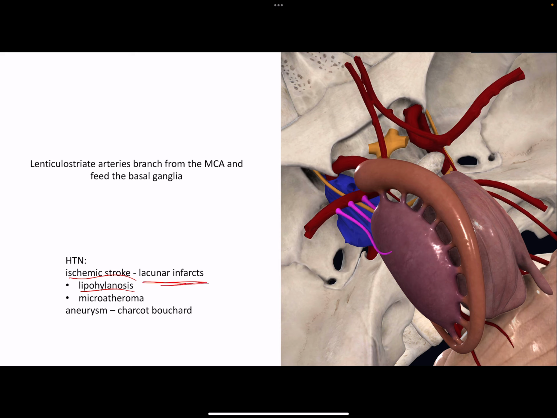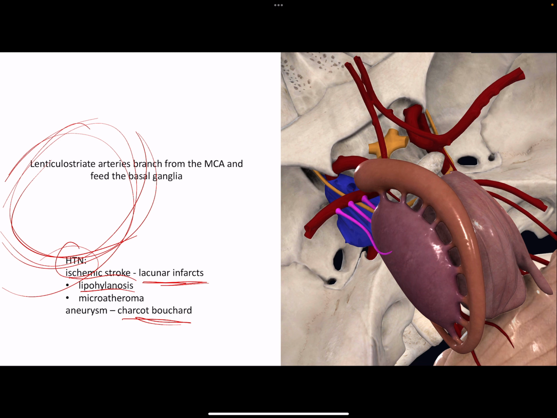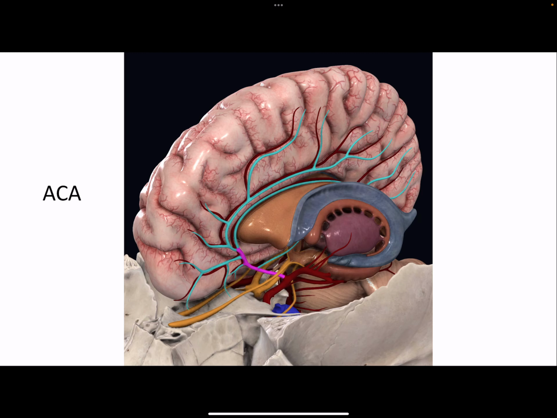A lacunar infarct for lenticulostriate ischemic stroke. And then an aneurysm from a Charcot-Bouchard is also associated with hypertension. So very much hypertension with the lenticulostriate, which is a branch of the MCA, which supplies the basal ganglia.